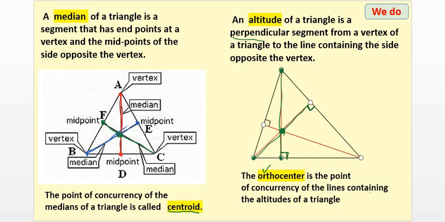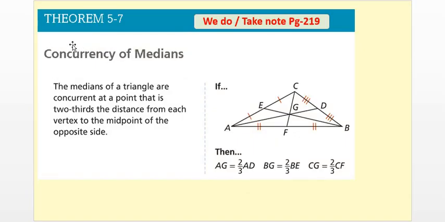Now let's discuss the theorems. The first theorem is Theorem 5.7, concurrency of medians. The medians of a triangle are concurrent at a point that is 2/3 of the distance from each vertex to the midpoint of the opposite side.